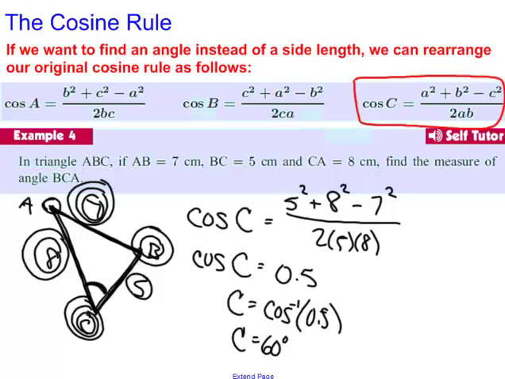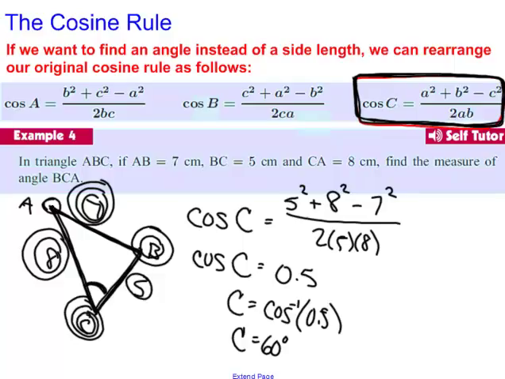So again, in some cases, it might make it easier if we're trying to find an angle to use this version of the law of cosines, sometimes called the cosine rule. It might be more convenient because we already have that part solved for with the angle. It can maybe reduce some of the potential for mistakes.